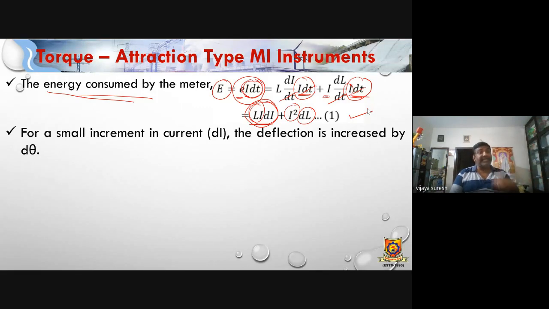Now if you are increasing the current value, the current will increase. Initially it is I, now we are increasing it by dI. So for a small increment in current dI, the deflection is increased by d theta. Is it correct or not? Yes, we are going to increase the deflection.